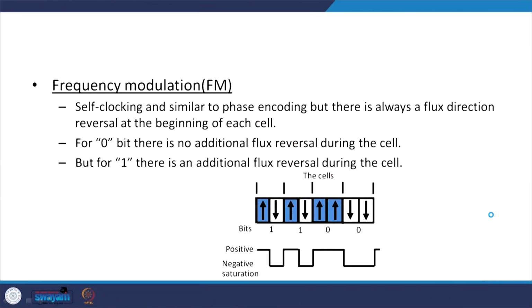Next is the frequency modulation. It is self clocking and similar to the phase encoding, but there is always a flux direction reversal at the beginning of each cell. And for a 0 bit there is no additional flux reversal during the cell, but for a 1 there is an additional flux reversal during the cell.